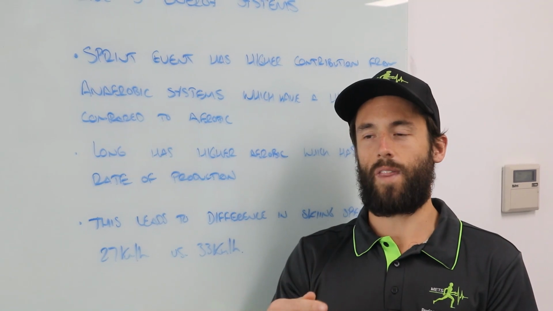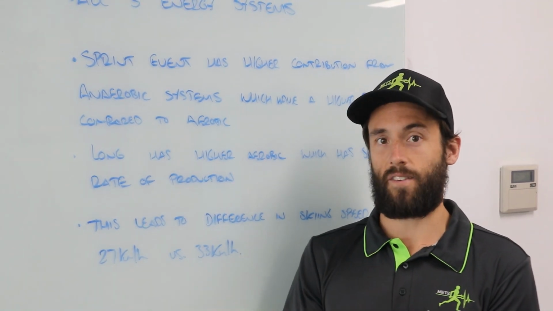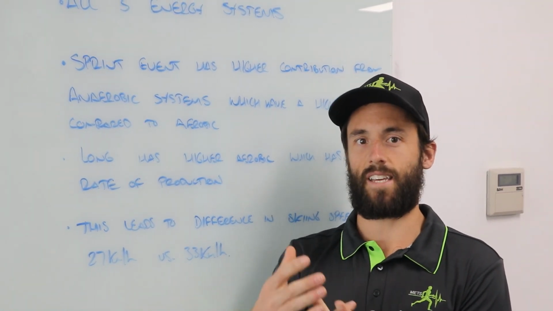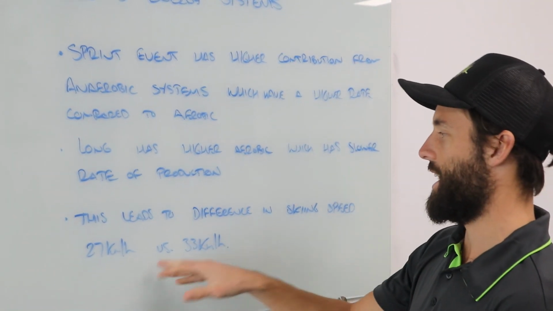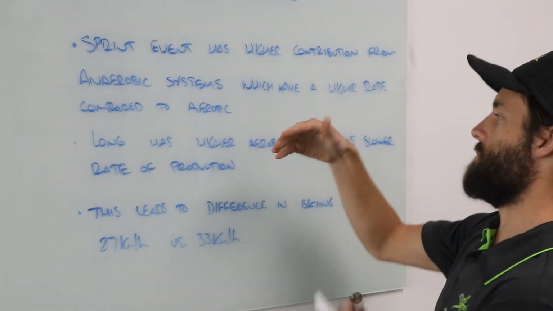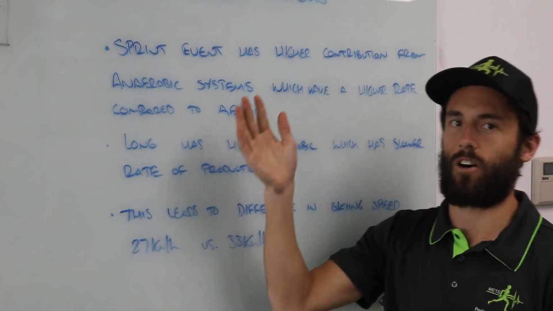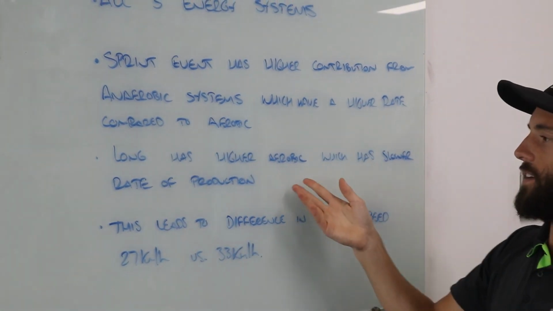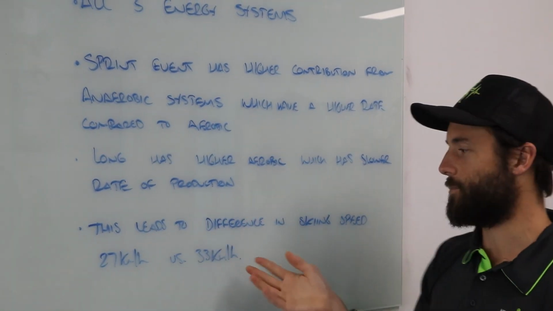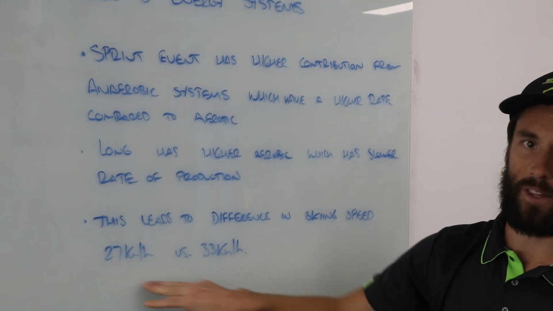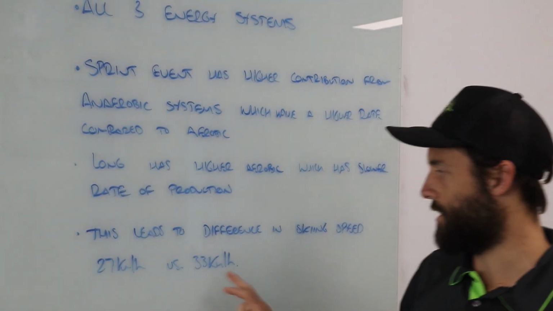Now again, go forward with that, understand that the aerobic energy system has a slower rate of energy production. There's our second one, and then tie it together with the data. That's the difference in the skiing speed. Obviously the higher rate of energy production allows a higher skiing speed. The lower rate of energy production is going to result in a lower skiing speed. And we've got our data in there, 27 kilometers an hour versus 33 kilometers an hour.